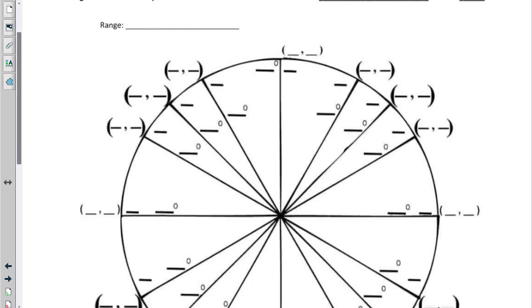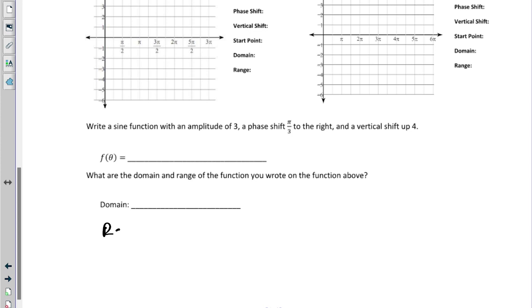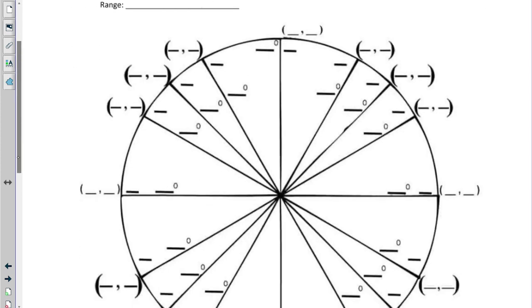blank unit circle. Oh no, there's a range. Oh no, the formatting's messed up. Domain range is right here. Uh-oh, that's okay, whatever. The range doesn't have to do with this.